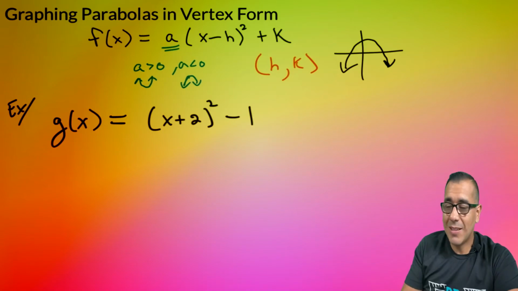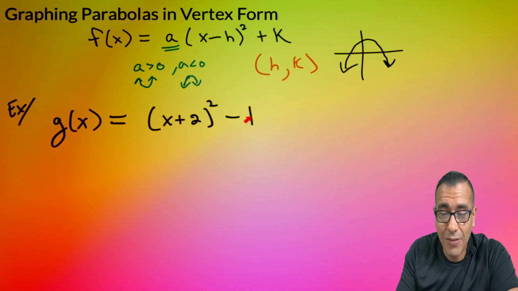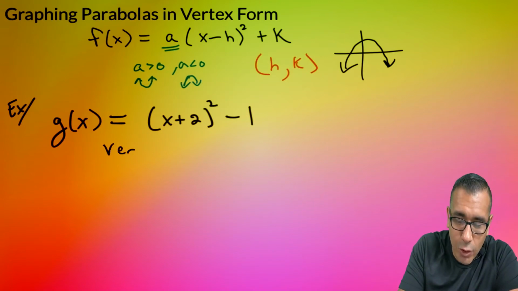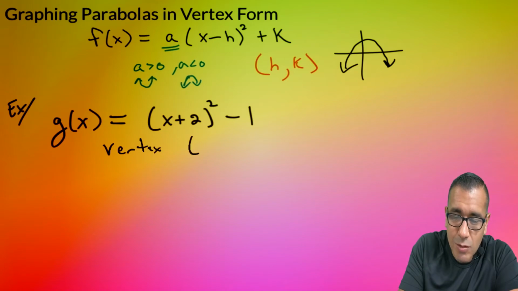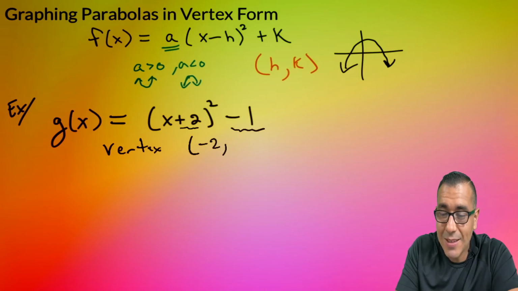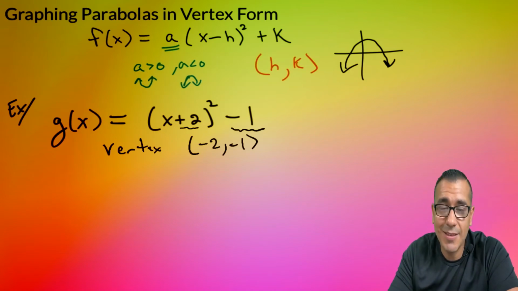All right, so let's dive in here, folks. So we have this function and we want to graph this. First things first, let's find its vertex. The vertex we just said is the opposite of h, so the opposite of this guy, so it's negative 2, and this value, you keep it the same. So it's negative 2, negative 1. That took a couple seconds.